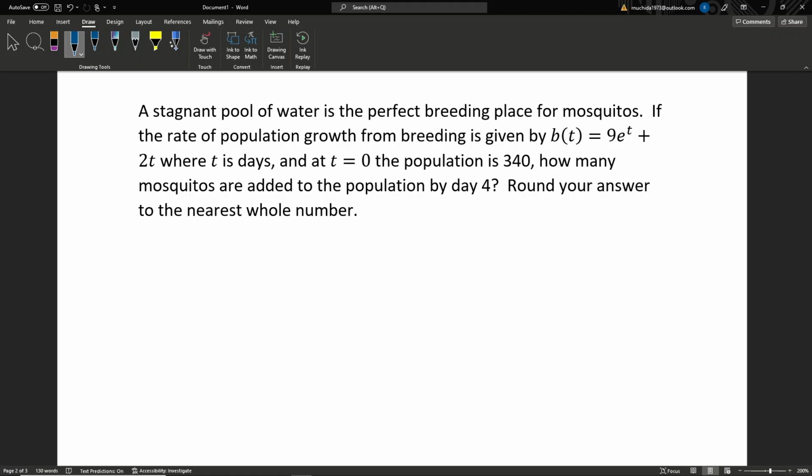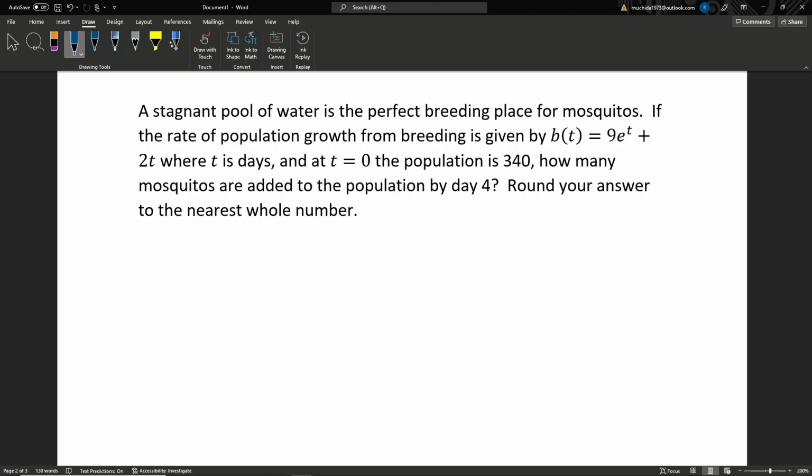Okay, now there's actually a couple ways you could do this. One way is to find the population function, similar to what we were doing before, by finding the integral and then using that to solve for a constant of integration, because they do give us the initial population. Then we could find the population at time 4, but that's not what it's asking for. It's not asking for the population on day 4. It's asking how many have been added to the population by day 4. So what you could do is take the population at day 4 minus the initial population. That would equal how much it has changed.